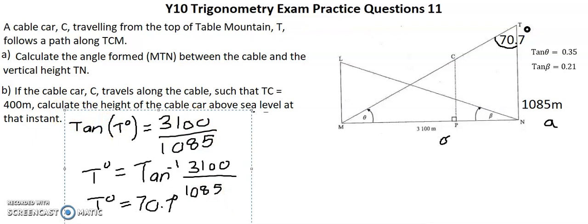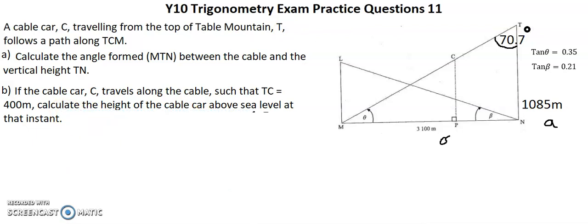So let's delete that. Part B states, if the cable car C travels along the cable such that TC equals 400 meters, calculate the height of the cable car above sea level at that instant. So to start off, I want to work out the total length because then I can take away this amount to find out what I have left here.